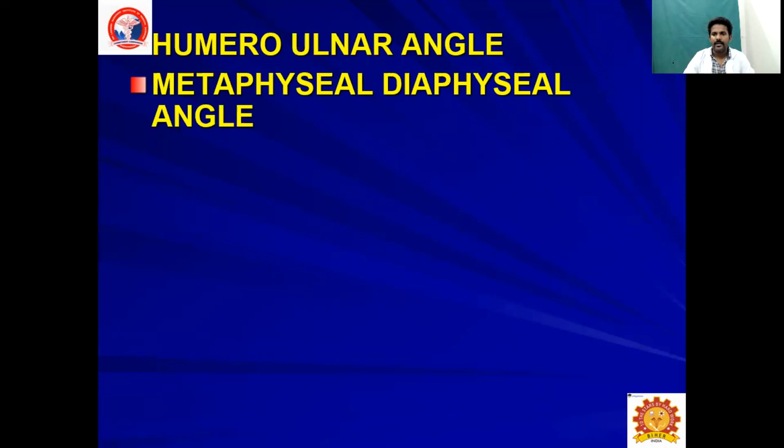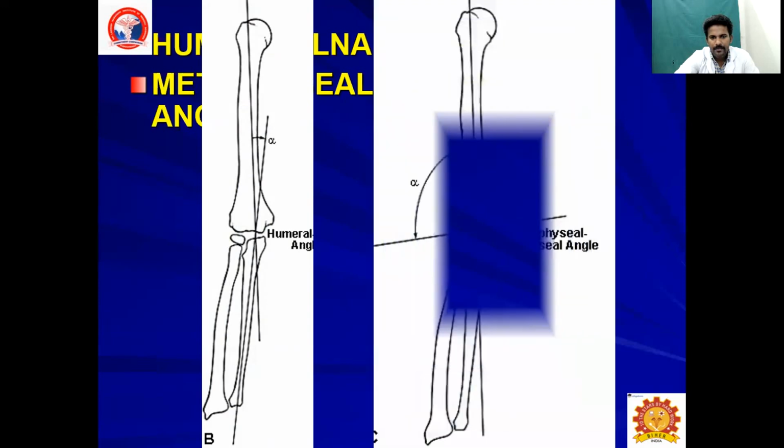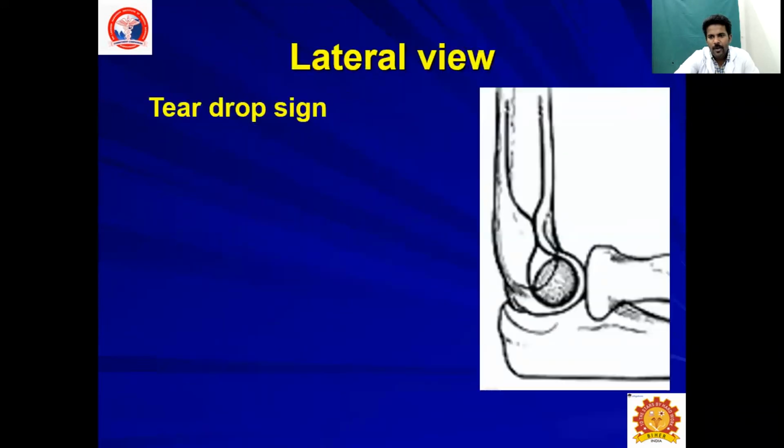Here, humero-ulnar angle. This is also of clinical importance. The humero-ulnar angle is otherwise known as the metaphyseal diaphyseal angle. This is also very important to assess how far the patient has gotten, the post-reduction stability of the bone. Here you can see a line from the long axis of the humerus and the long axis of the forearm. This forms an angle which can be used to measure how far the reduction has been achieved.